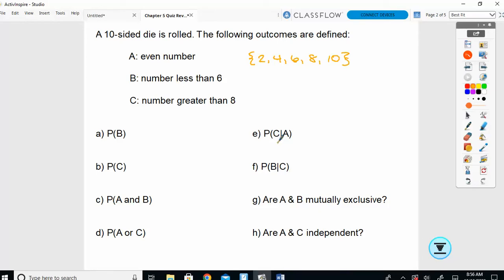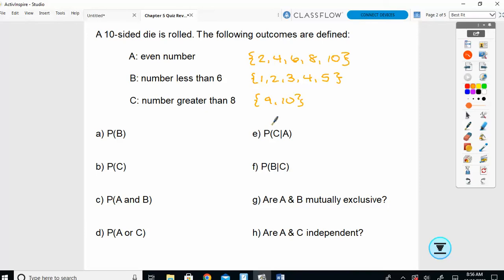B is a number less than 6. What would be my numbers less than 6? 1, 2, 3, 5. C is a number bigger than 8. 9 and 10. Okay. So if I'm looking at this, I have all my outcomes. Let's see if we can do these probabilities.